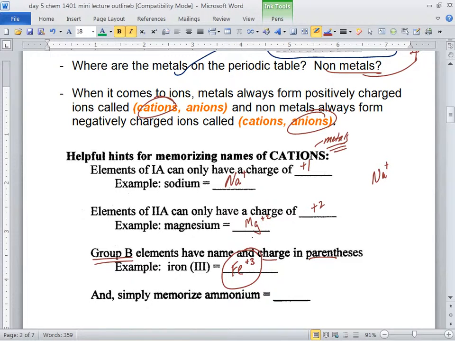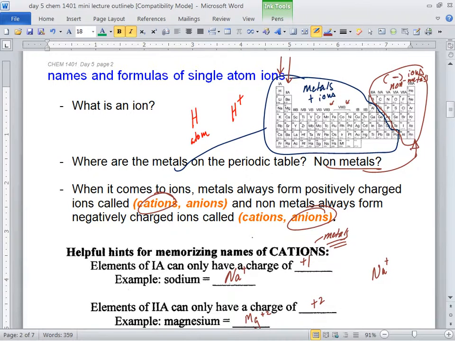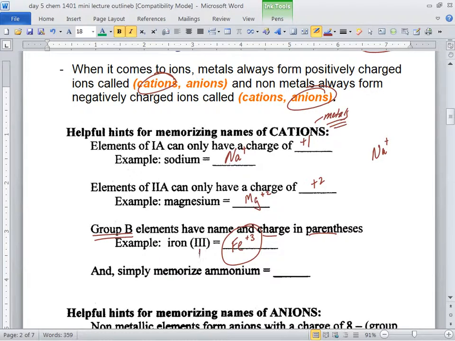Okay. Very different than the group A elements, right? You just name the element and you're done because the charge is fixed. So that works for every single cation, right? It all works that way. So group A, just name the element, and you put the charge as the group number. Group B, give the element name, and then say the charge in parentheses, right?